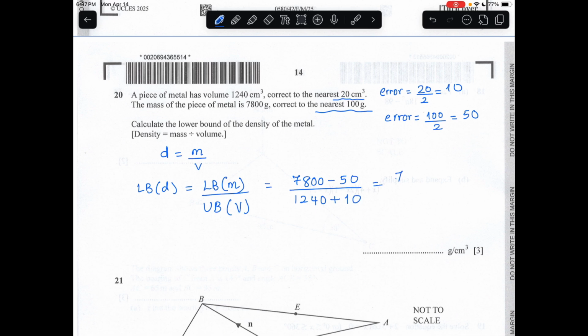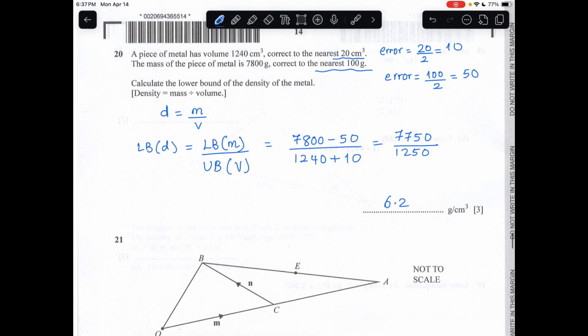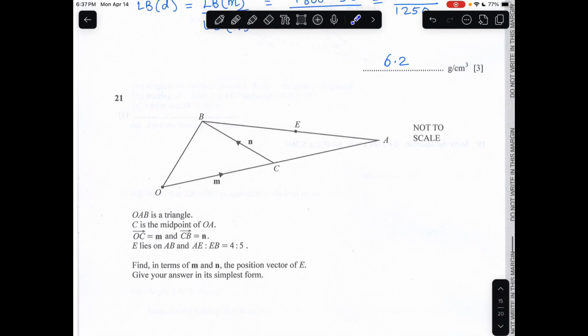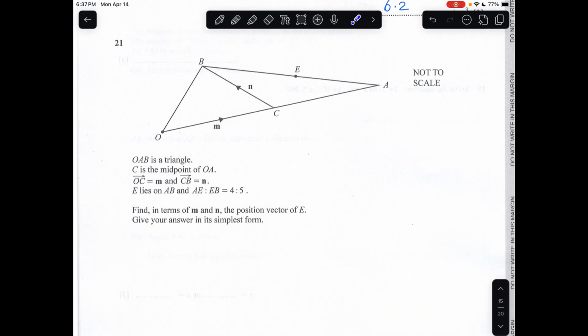So this works out to be 7,750 divided by 1,250. Use your calculator. This gives you 6.2 grams per centimeter cube. Sometimes you also have to be careful with the units. They might give you kilograms. So in that case, you need to convert between the units.